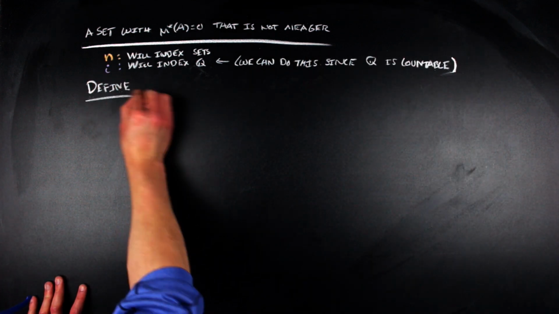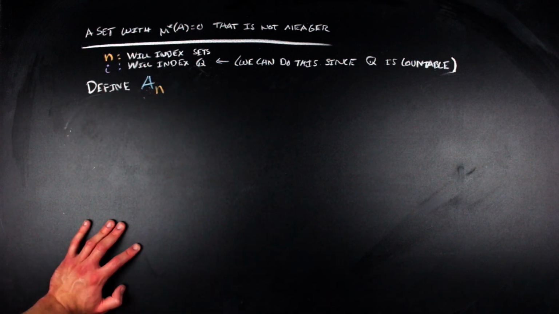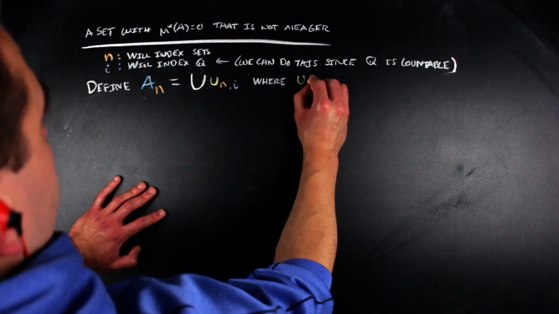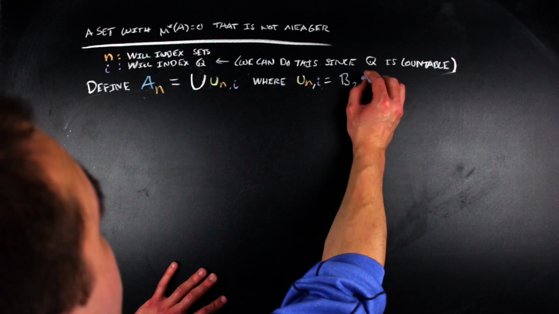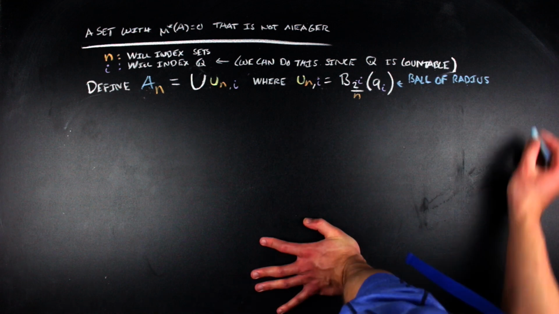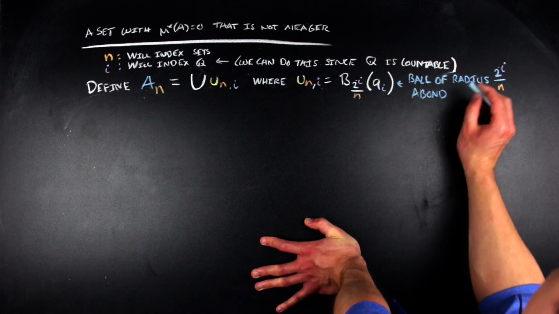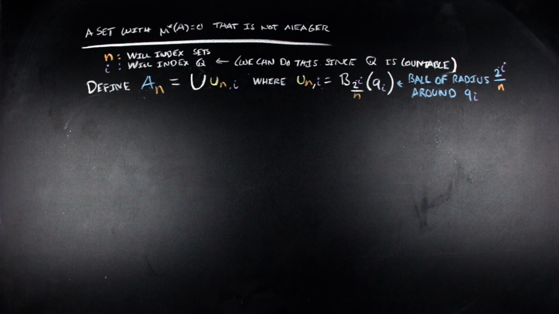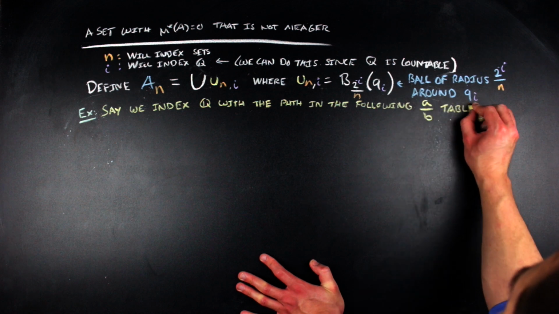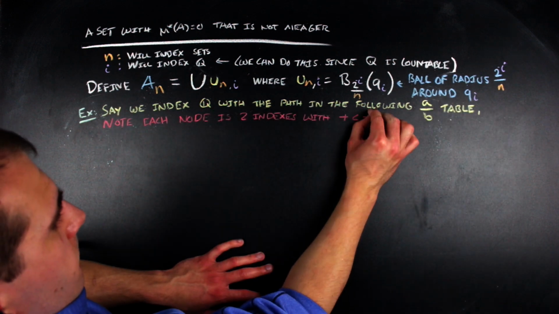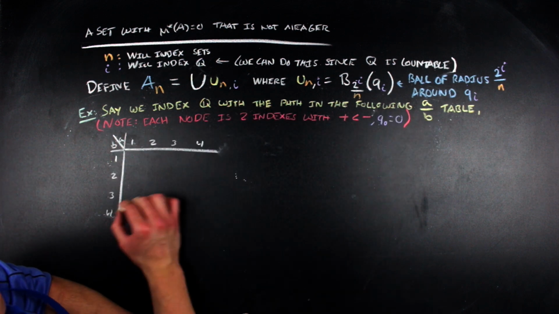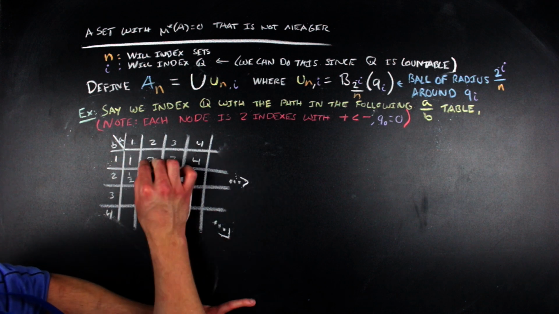We're going to go ahead and first define A sub n, which is going to be equal to the union of U sub n,i, where U sub n,i is equal to the ball of radius 2 to the negative i power over n about the rational q sub i. So if we take an example of how we can index the rationals with natural numbers, we can work our way through a fraction table where, wherever we've hit an entry that we've already visited before, we'll just block it out.